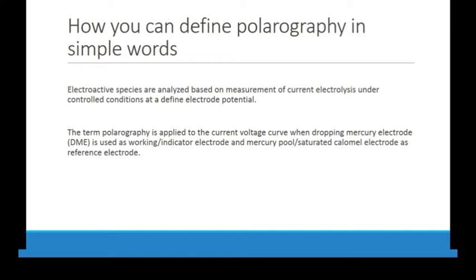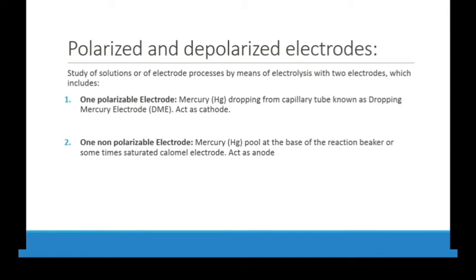So in this technique you have to use only the dropping mercury electrode. You cannot use any other electrode as the working or indicator electrode. There are different types of dropping mercury electrode, but you have to use only mercury as the working electrode, which must be dropping. We will discuss this further in our next slides.